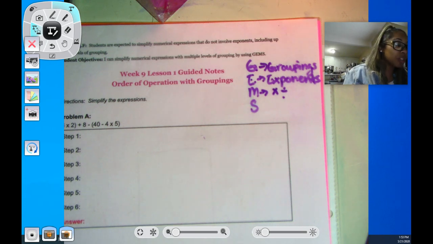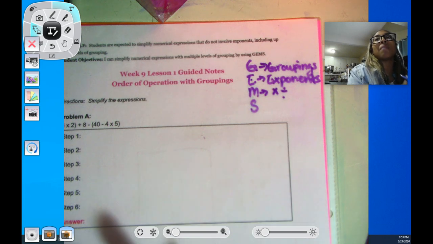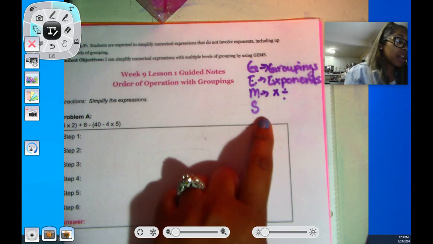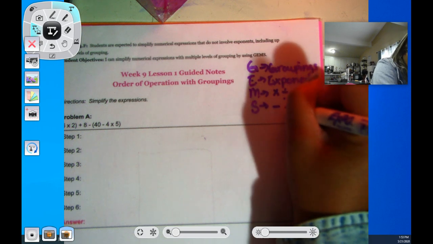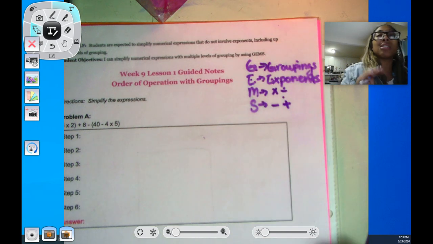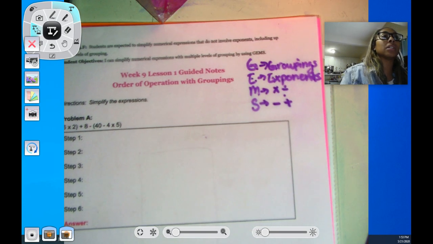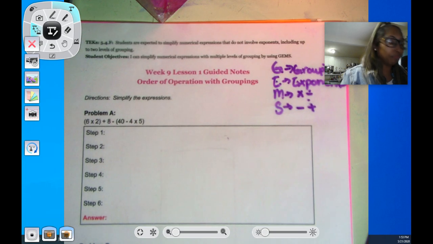So multiplication or division could come first, just depending on which one we see first, going in order from left to right. And then lastly, we do either subtraction or addition, depending on which one we see first, going from left to right. With these rules in mind, let's go ahead and get started on our first problem for today.